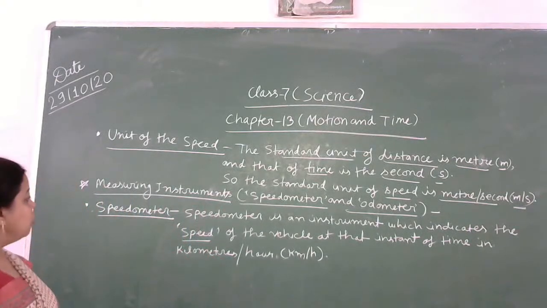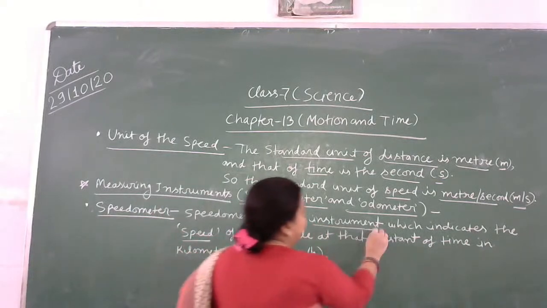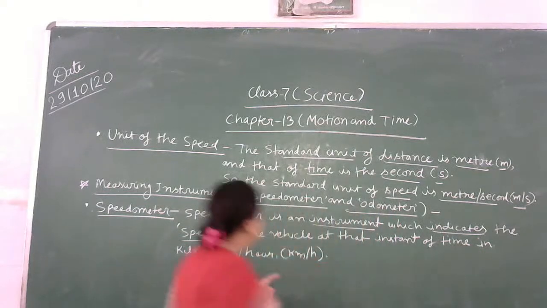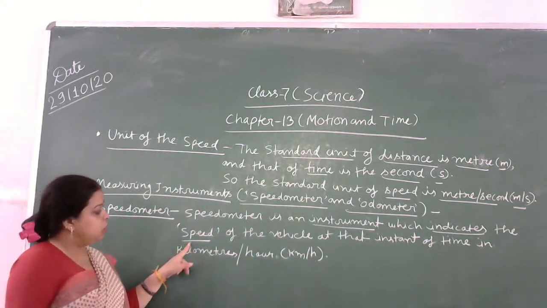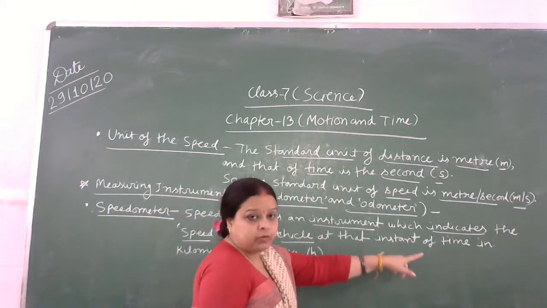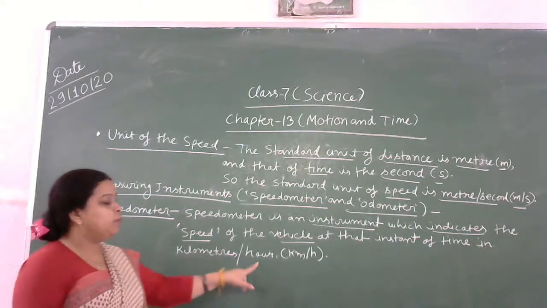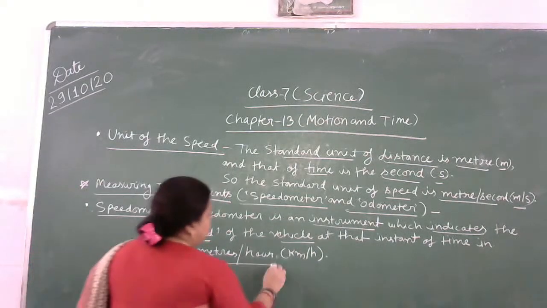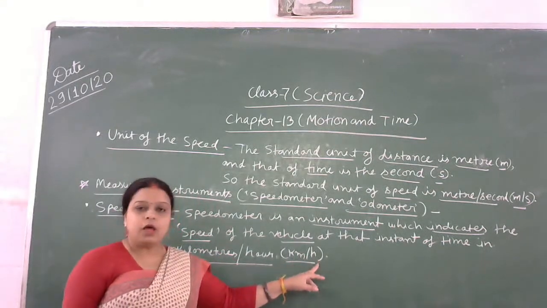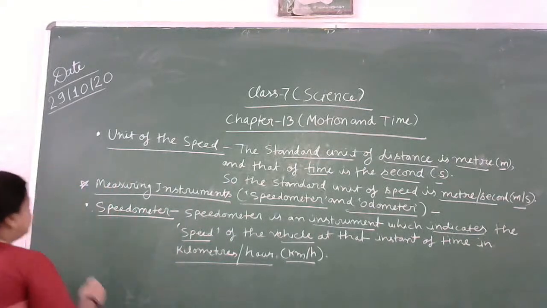So speedometer is an instrument which indicates the speed of the vehicle at that instant of time, in kilometers per hour. Is that clear? Now we see odometer.